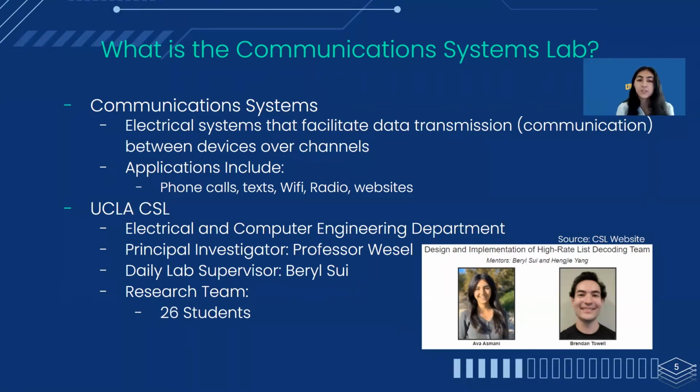In general, communication systems are electrical systems that facilitate data transmission or communication between devices over channels. Applications of this include phone calls, text, Wi-Fi, radio, websites, anything to do with digital communication. And that's why communication systems is so important, because of its applicability.